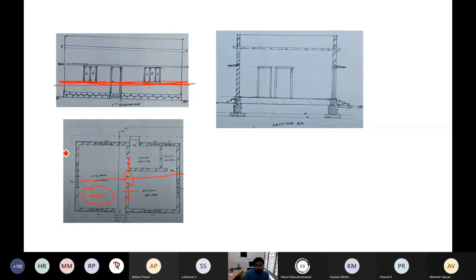I hope you understand what that line actually is. You see here, this is your wall ending. I hope you see this. Here is one extension you can see, your plinth wall ending here.